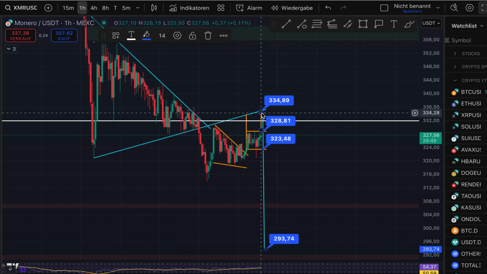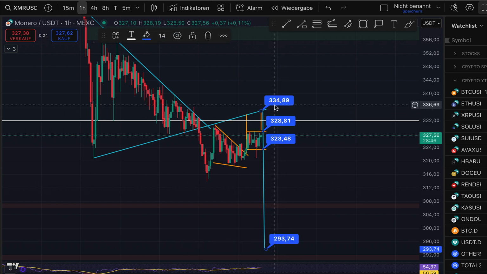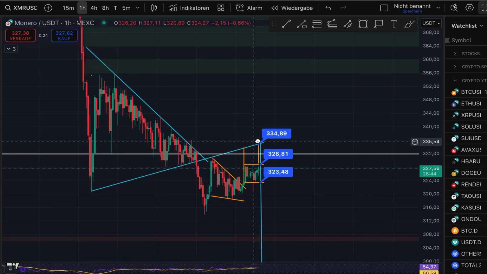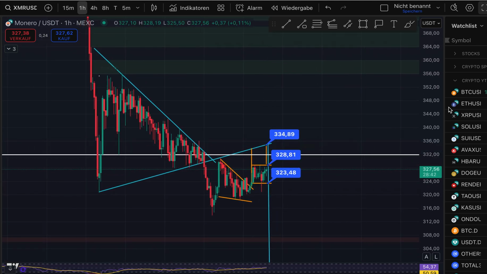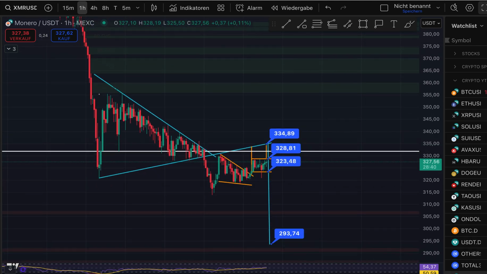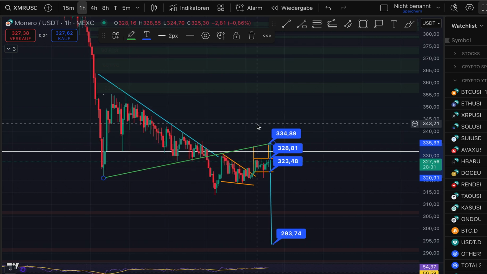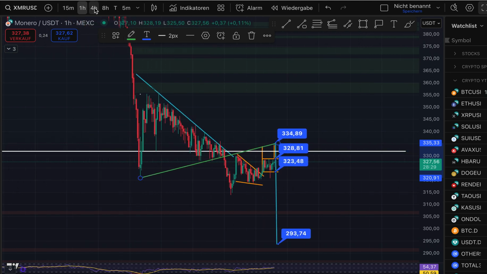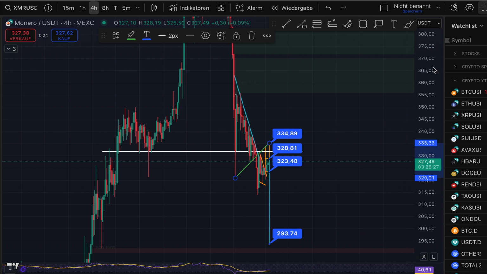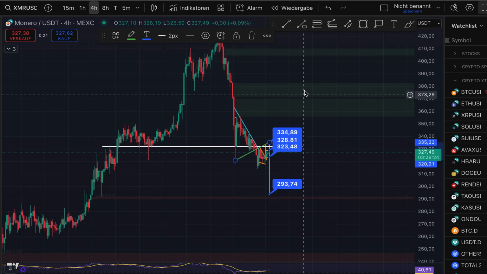It would be just positive if we break the 335 US dollar to the upside, and that's why I want to thank you for telling me to analyze XMR. If we break the 335 US dollars to the upside, then I think we have some good upside potential. Why that? Because if we go into the 4-hour chart, what can you see? You can see fair value gaps even up to 380 US dollar.